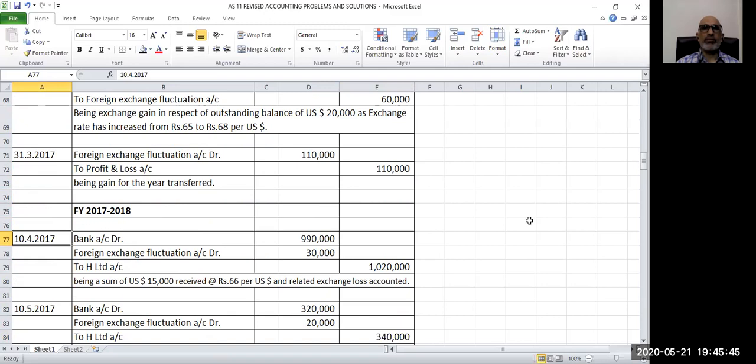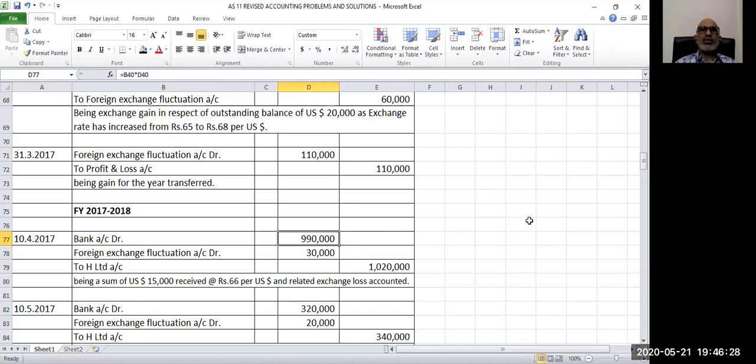rupees per dollar. Now, if you see the end of the year rate, last year, March 17, it was 68. And from 68, the dollar has moved on to 66. That means we are going to suffer a loss of rupees 2 per US dollar in this transaction. How do we record this remittance? The entry will be bank account debit, foreign exchange fluctuation account debit towards the loss to H Limited account. Bank account is debited $15,000 at the rate of 66 rupees per dollar, which comes to 9,90,000.